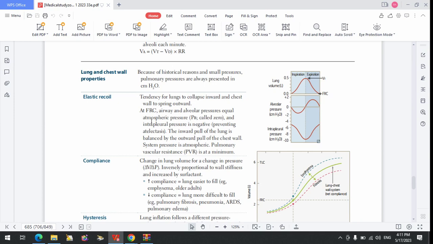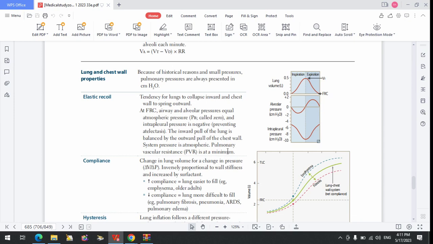Very easy. And we have also said that the inward pull of the lung is balanced by the outward pull of the chest wall. So there's no air moving in, there's no air moving out. And the system pressure is atmospheric. We've said it. Atmospheric pressure transmits into those pressures that are inside.